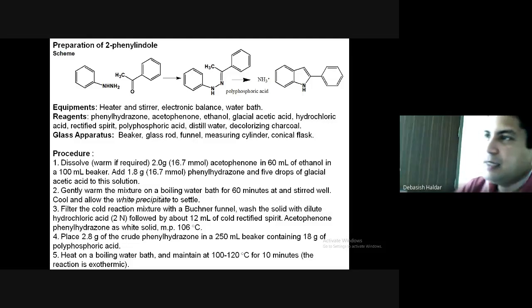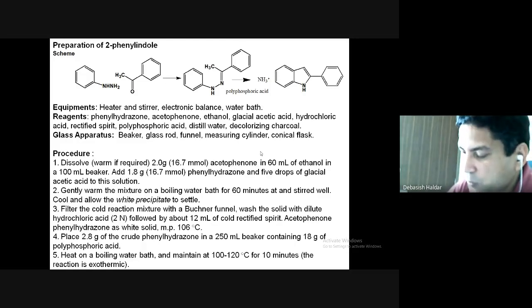And the second thing is that today's experiment is a very, very old method of synthesis of indole. You will be surprised to know that when this experiment was first developed, there were no analytical techniques at all, and so people didn't know how they got to that point, but they got the product and they characterized the product by the methods available at that time, and they were correct.